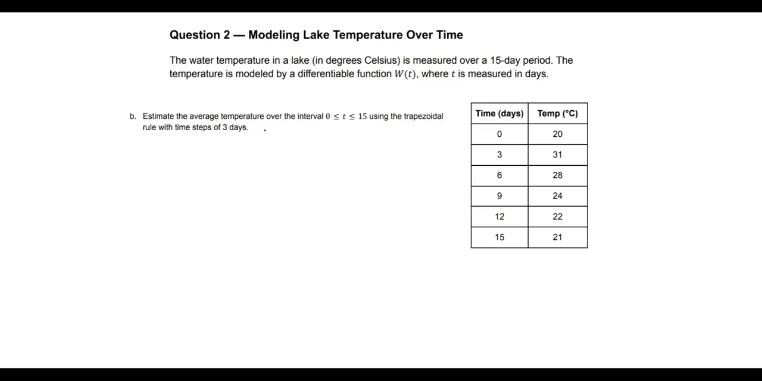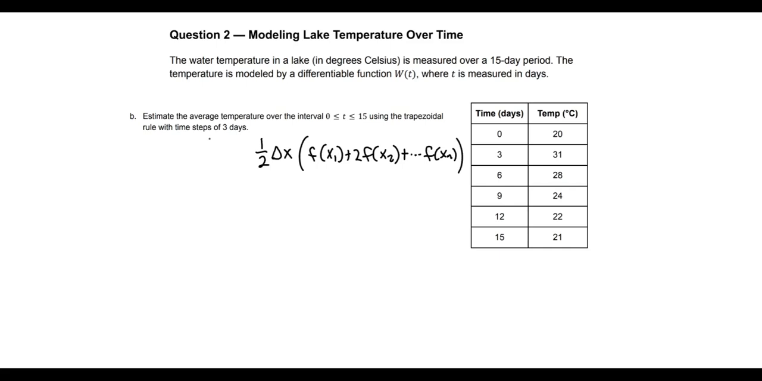Part B says estimate the average temperature over the interval 0 to 15 using the trapezoidal rule with time steps of 3 days. So when you're doing the trapezoid method here, it's going to be 1/2 times delta x, and then f of whatever our first piece is, plus 2 times whatever our second piece is, and you're going to keep doing that until you get to the very last piece. So just kind of informally, this is what I'm going to be using here.